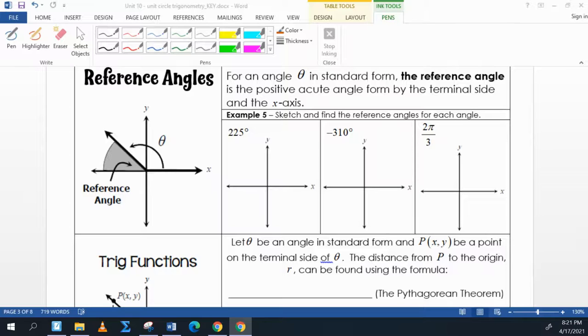All right, so now we're moving on to reference angles. So the first thing you need to know, let's do it in red and kind of circle this. This is huge, but our reference angle is always an acute angle. It's also a positive angle. So it'll be a positive number, but it's an acute angle. So it's less than our 90 degrees.